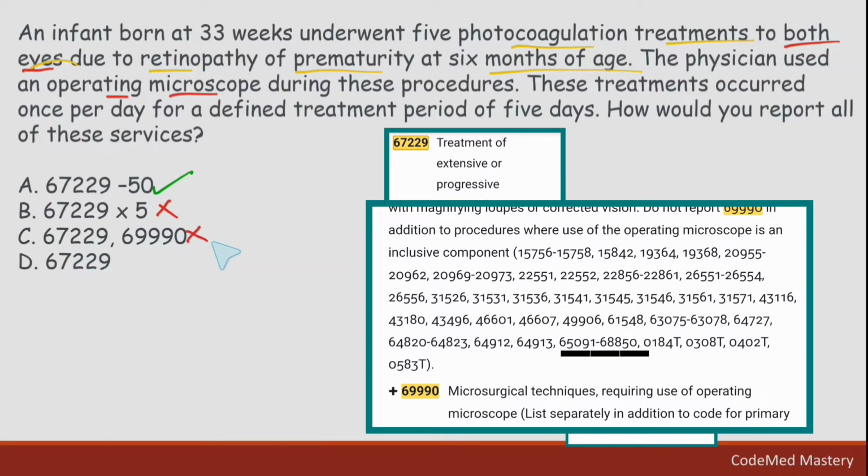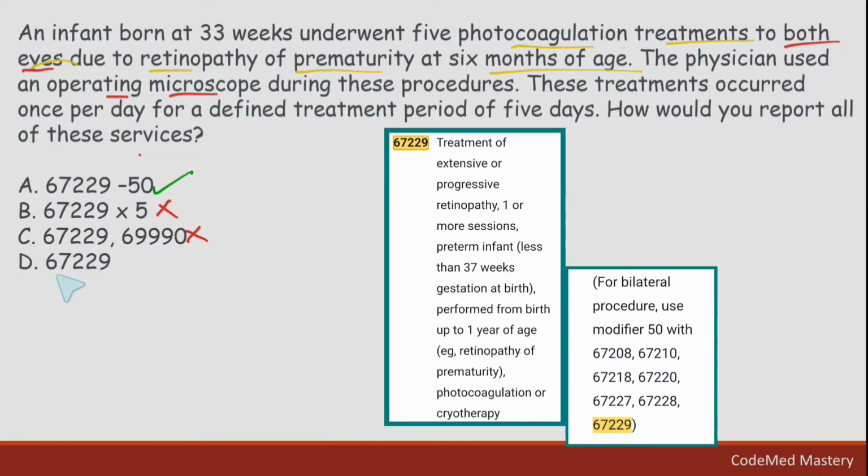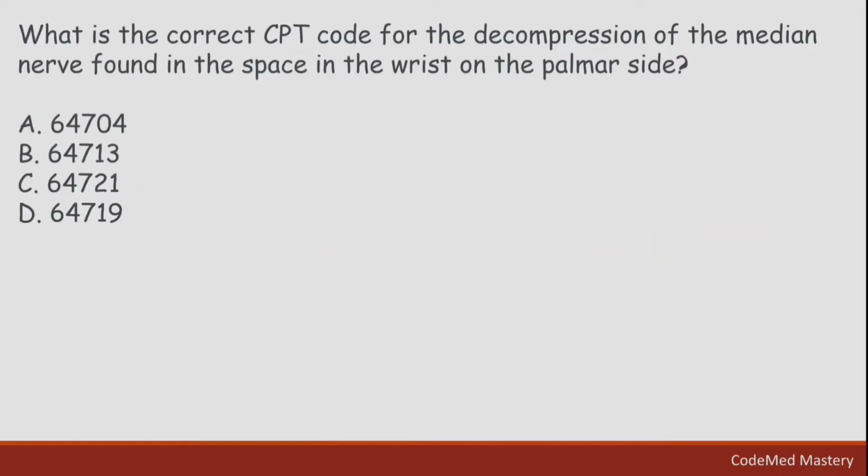Eliminate option C. And in option D, they have mentioned 67229 without modifier 50. But for bilateral procedures, we have to use modifier 50. So eliminate option D. Option A is the right answer. Let us move on to the next question.